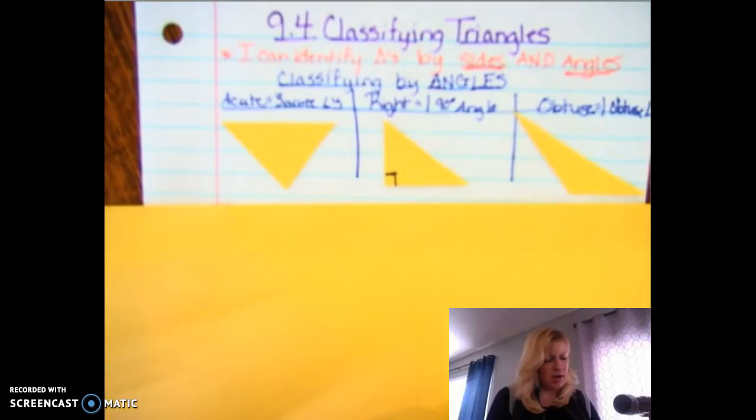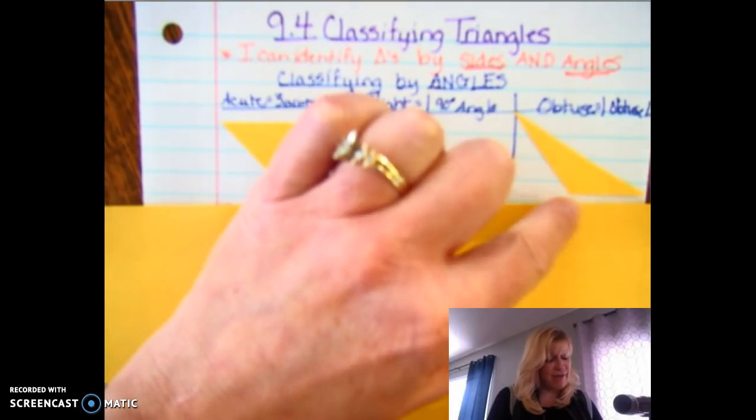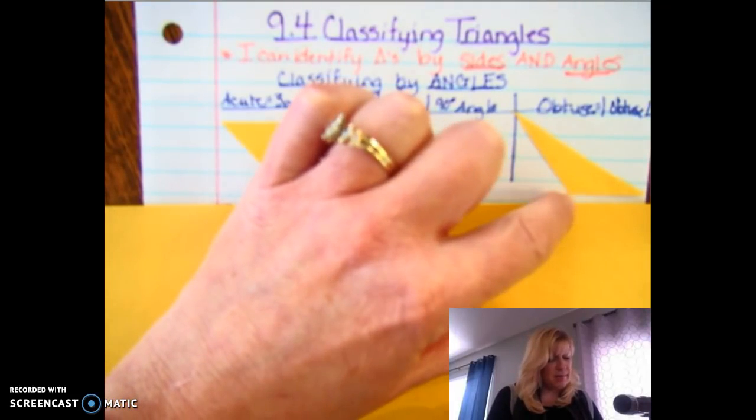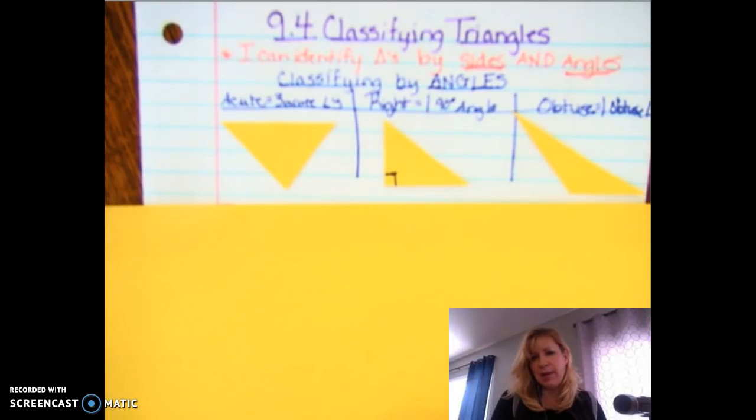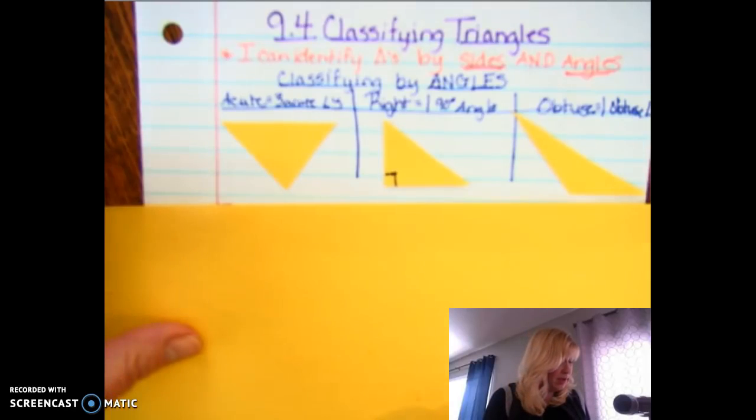Obtuse triangles are ones that have only one obtuse angle. You can see that in this triangle right here. Feel free to draw them. I decided to cut them out so you could see what they look like.